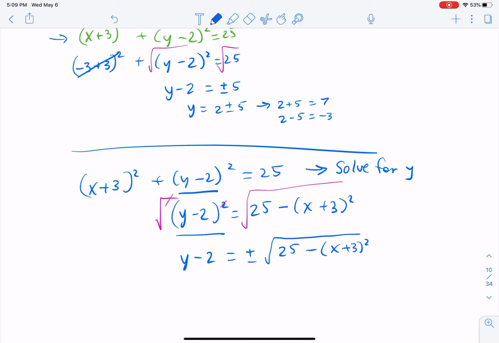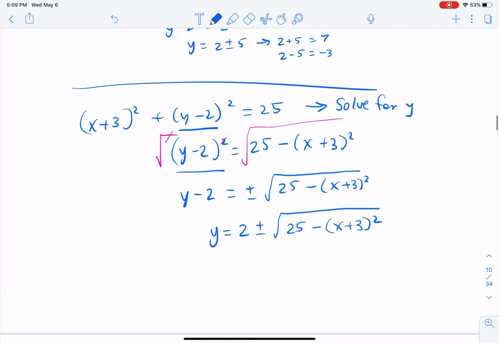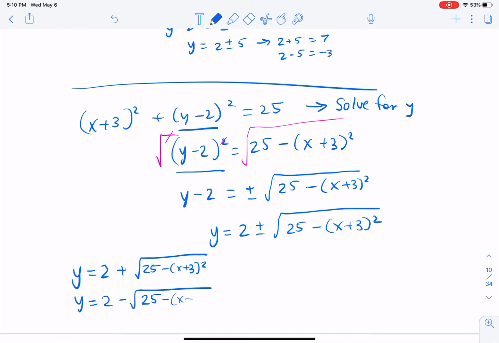Okay, and then the last step is this. I'm going to add this 2 over to the other side. So y is equal to 2 plus or minus the square root of 25 minus x plus 3 squared. And just like with the quadratic formula, you have two answers here. Those two answers are y is equal to 2 plus the square root of 25 minus x plus 3 squared, and the other one is y is equal to 2 minus the square root of 25 minus x plus 3 squared. So let's see how our calculator can handle that and what that actually looks like.